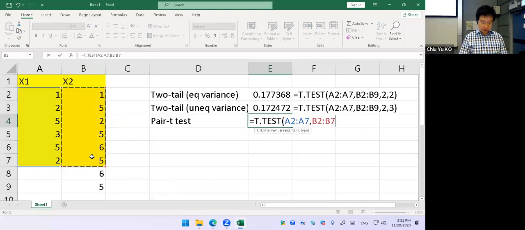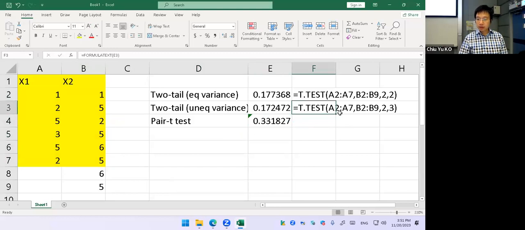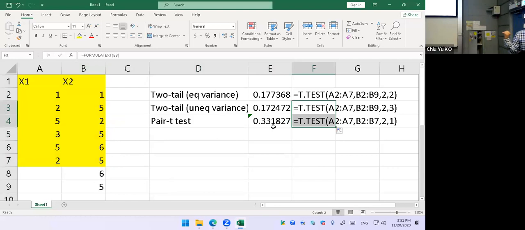A7 to A6 and B to 7, right? And I do two tails, say, I do pair. Okay. So that is how I do that, right? So we're done already. Right? There's nothing very special. Right? So that is how quickly Excel can do things for you.